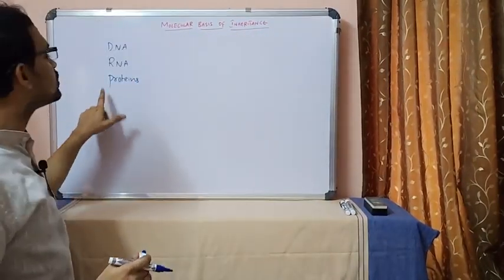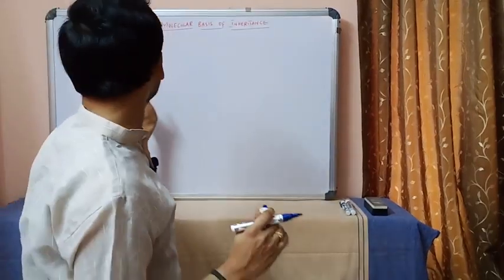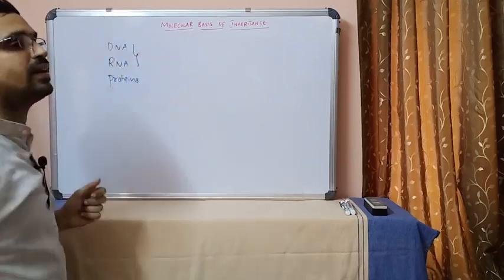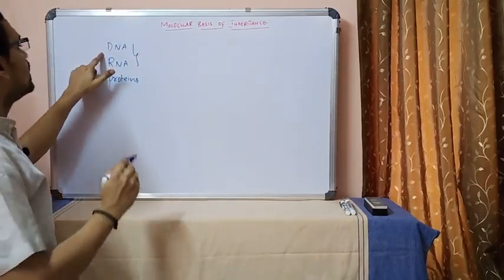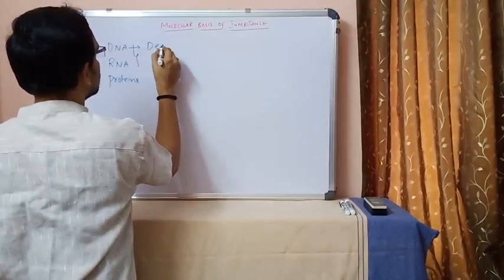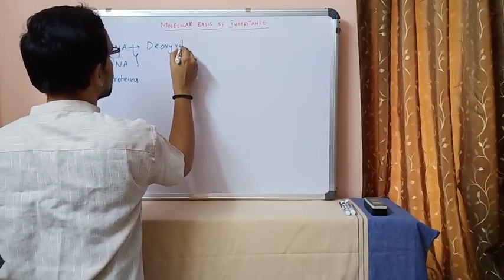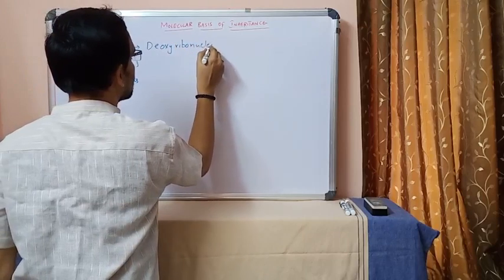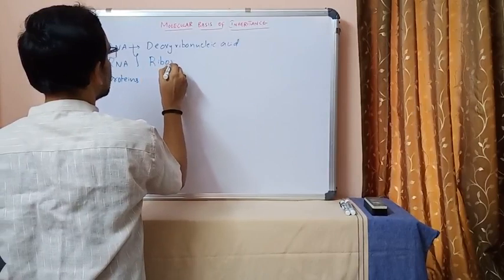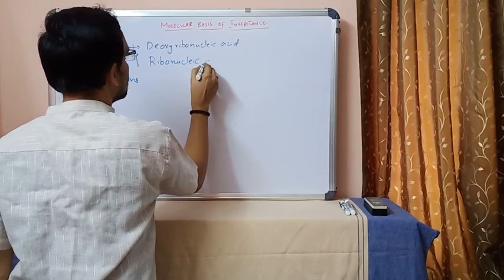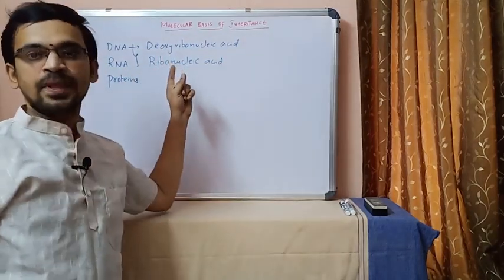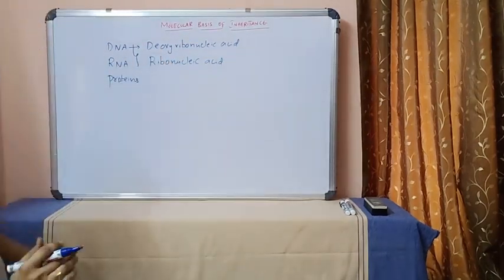Then what about the proteins? Proteins help in inheritance, which we will discuss later. So first we are going to discuss DNA and RNA. DNA is deoxyribonucleic acid. RNA is ribonucleic acid. So DNA stands for deoxyribonucleic acid, RNA stands for ribonucleic acid.